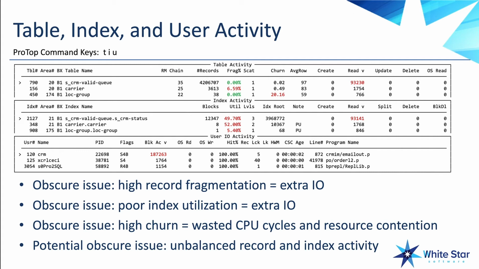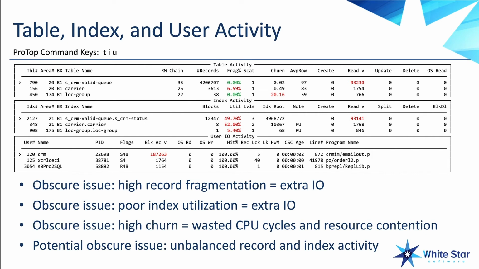If you look at the index activity, you'll see that there's a column called utilization. And this is a measure of how well the index blocks are being filled. So if you see that index blocks are only about half full, that means that an index compact operation could improve your performance and reduce unnecessary I/O operations. Generally, we only do that for tables that have more than about 1,000 blocks. So you wouldn't really care too much about the carrier table or the loc group table because they only have 8 and 1 blocks. But this SCRM valid queue table has 12,000 blocks, and it's only about half utilized. If you compact that, then it will only need 6,000 blocks, and it will be much more efficient to access.